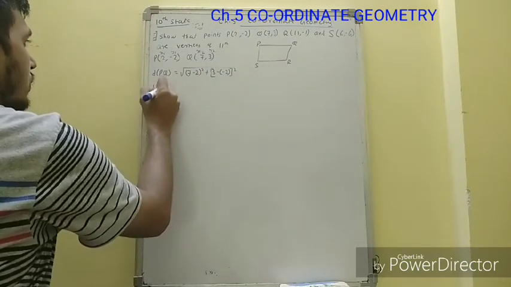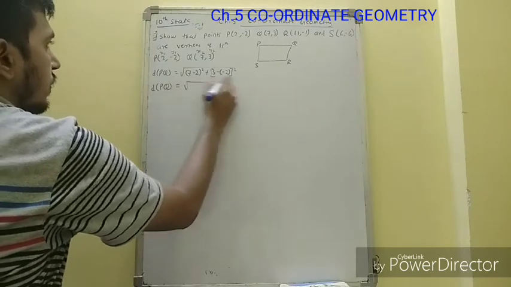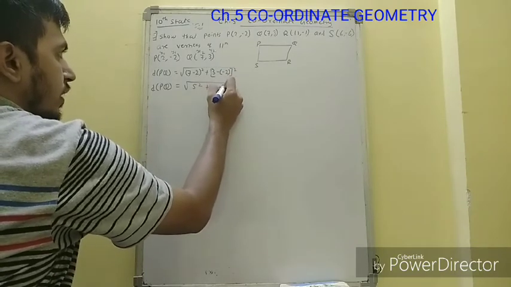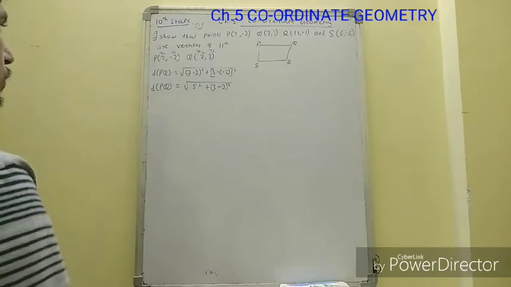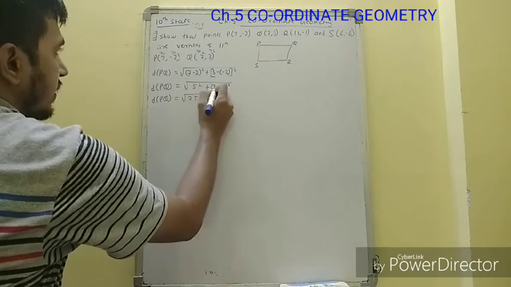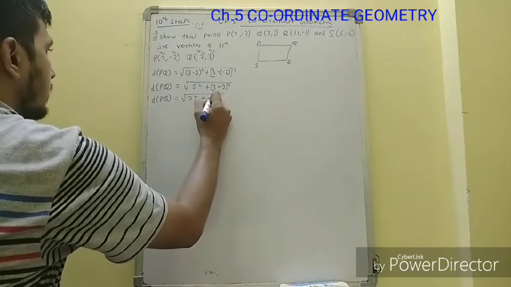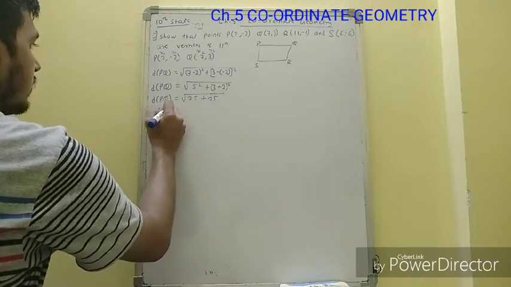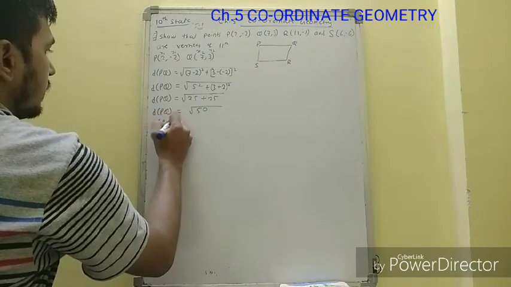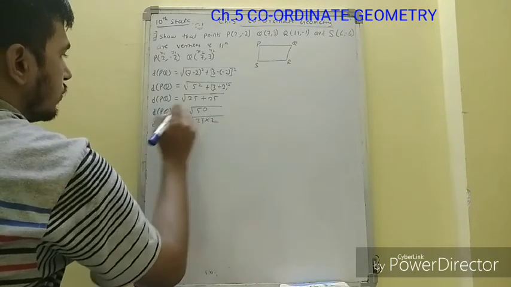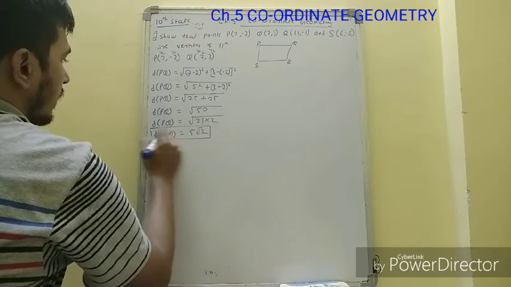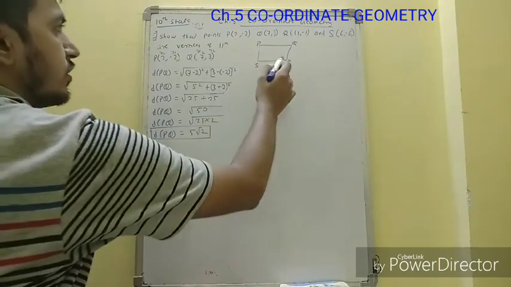squared. Okay, so distance PQ is equal to 7 minus 2 is 5, squared, and 3 minus (-2) is plus 2, that is 3 plus 2, the whole squared. So distance PQ is equal to 5 squared is 25, 3 plus 2 is again 5, squared is 25. So distance PQ is the square root of 25 plus 25, which is 50. 50 means 25 times 2, so distance PQ is equal to 5 root 2.